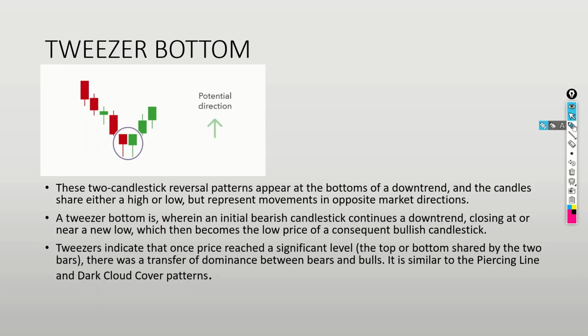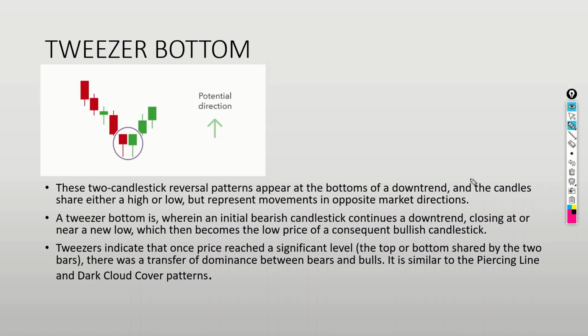So another candlestick pattern we're going to look at is the tweezer bottom. These two candlestick reversal patterns appear at the bottom of a downtrend, and these candles share either a high or a low that represent movements in opposite market directions. So the tweezer bottom is where an initial bearish candlestick continues in a downtrend, closing at or near the low, which then becomes the low price of subsequent bullish candlesticks.